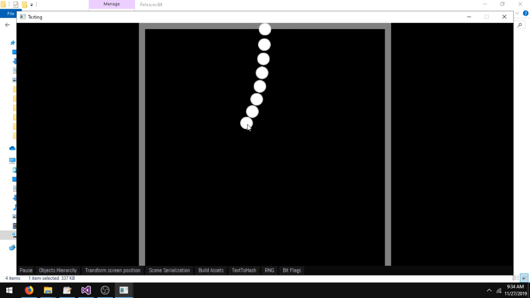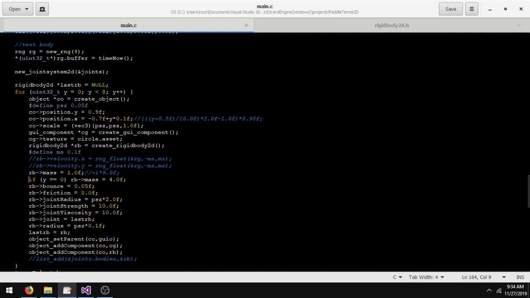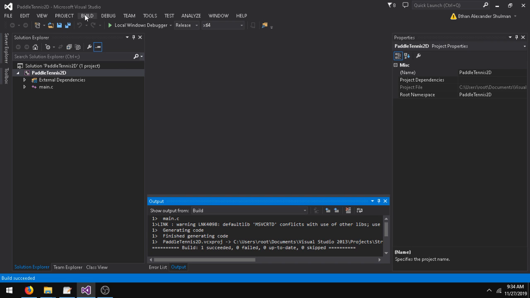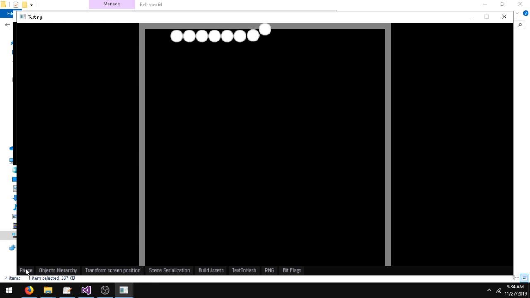Oh wow, that works. You can see it's way heavier down there. So then let me try increasing the mass to 10. You know what? These spring joints might work. Oh god, yeah. So I don't think that's how it's supposed to work.